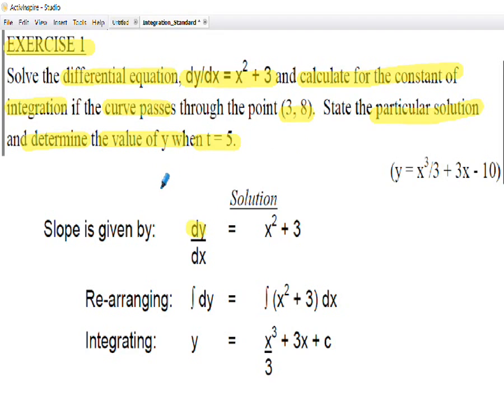Okay, so given dy by dx is equal to x squared plus 3, we multiply both sides by dx, and we integrate both sides to solve this. The left side is the integral of dy, and the right side is the integral of x squared plus 3, all with respect to x. So our solution will be y is equal to x squared integrates to x cubed upon 3, and 3 integrates to plus 3x plus c. We now have our general solution.